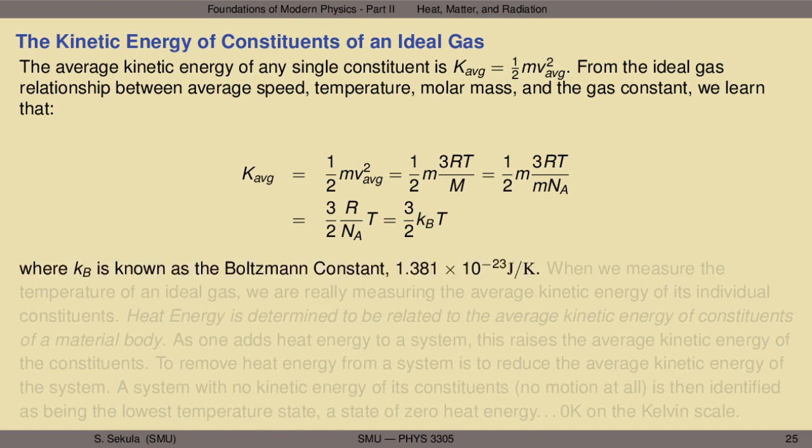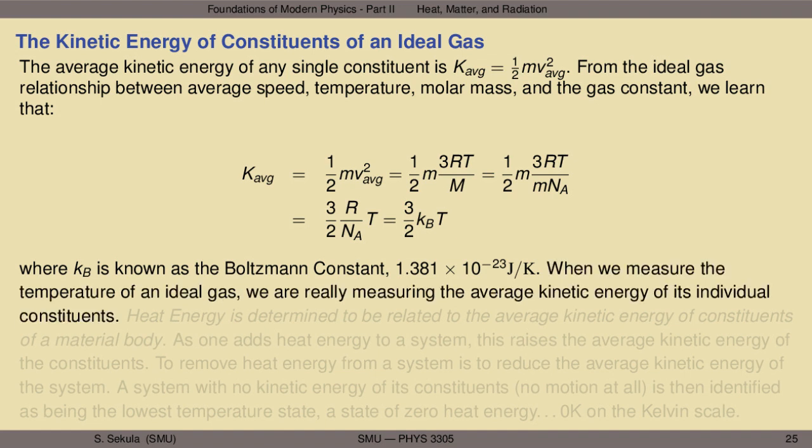Now, Boltzmann's constant is given here as 1.381 times 10 to the negative 23 joules per Kelvin. It's a very tiny number, which makes sense because the average kinetic energy of a constituent of a large number of gas molecules ought to be a very tiny number, even at a standard temperature such as room temperature, for instance. Now, when we measure the temperature of an ideal gas, what this tells us is that we are actually measuring, probing in a very direct way, the average kinetic energy of its individual constituents.